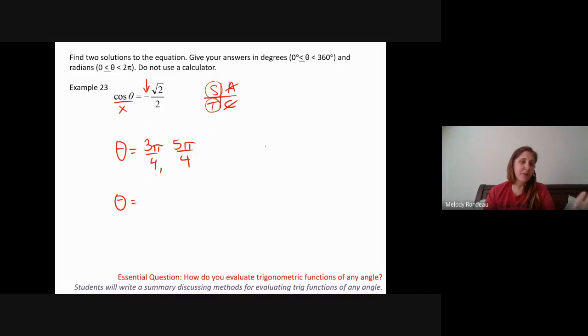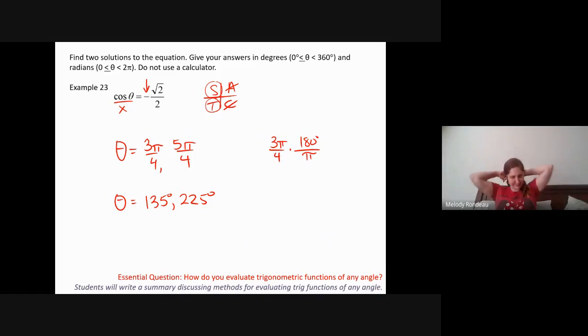So again, that would be multiplying, taking your angles like 3 pi over 4 and multiplying by 180 over pi and working that out. If I have that one correctly, I believe it should be 135 and 225. Correct. Okay. All right. But you guys can take the time and use a calculator to do that part.